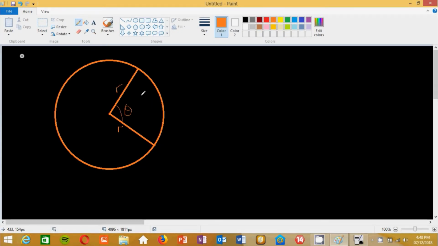So in this case, let's say we want to find the area of this sector here. Now, you already know that to find the area of this sector, you're going to say the area A is equal to theta over 360 degrees multiplied by pi r squared. This is not new to you.